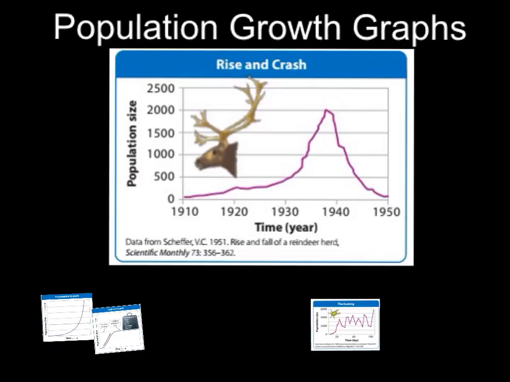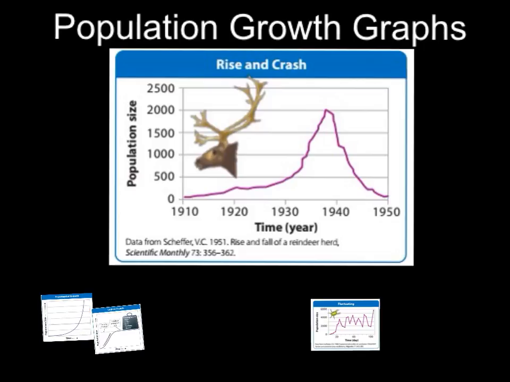Most likely this was due to either a change in resources, food or water, or a change in predation. So there are predators that keep the reindeer population in check. Maybe something happened to the predator population here and their population dropped off. So the reindeer population got really high. Then when the predator population comes back up, the reindeer population starts dropping back off again.